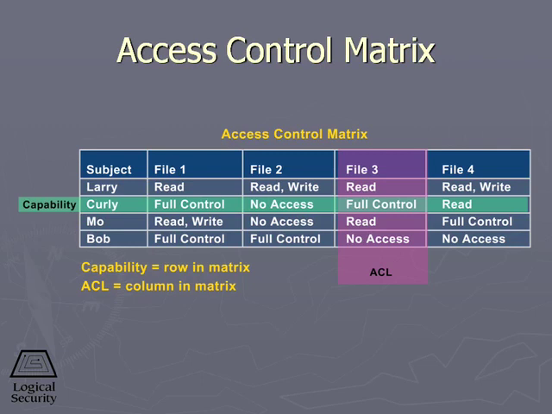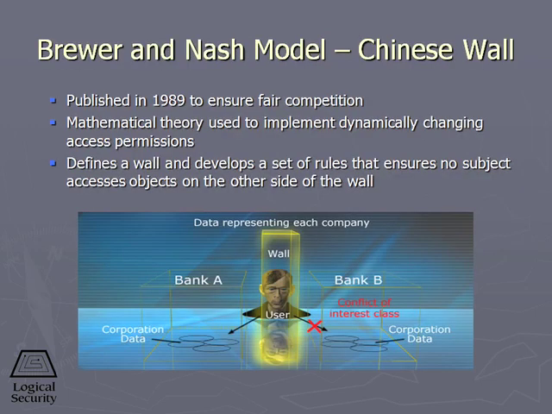Another model we're going to look at now is called the Brewer-Nash model. This model is also referred to as the Chinese Wall. This model was implemented to ensure fair competition and eliminate the possibility for conflict of interest. What this model is based on is context, not content. So if you see any questions related to access controls based on context, the Brewer-Nash model or the Chinese Wall model is a model that builds its rules based on context.